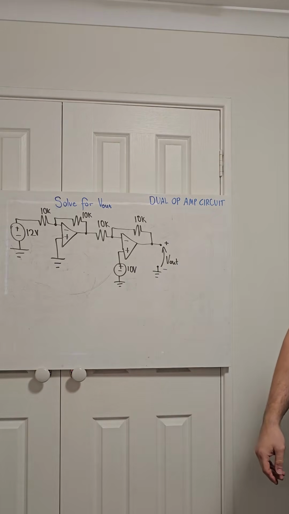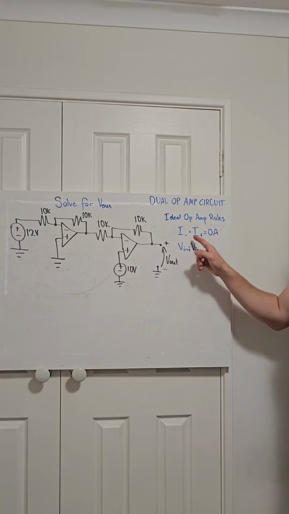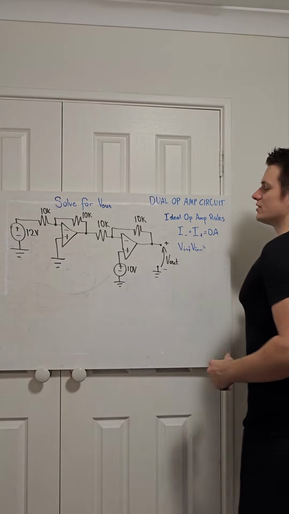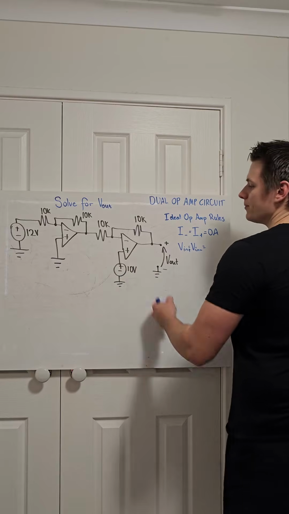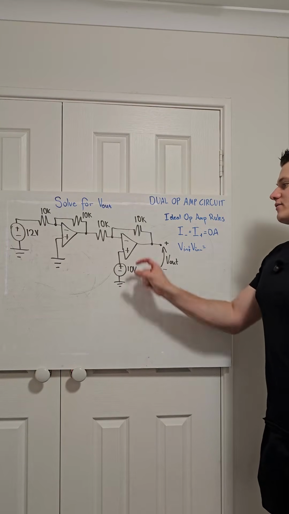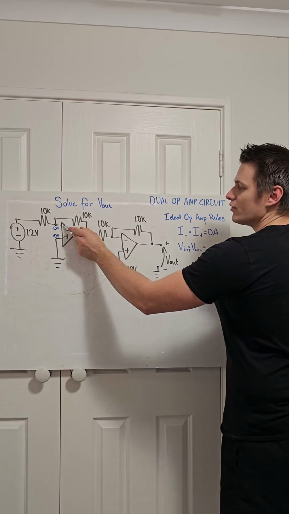First off, we'll start at the first operational amplifier. And we know our ideal op amp rules. The ideal op amp rules are that the current going into both input terminals is 0 amps, since the impedance at the inputs is super high, so no current can flow in. We also know that the ideal op amp makes the voltages at the input terminals the same. So if the non-inverting input's connected to ground, the inverting input is also 0 volts.